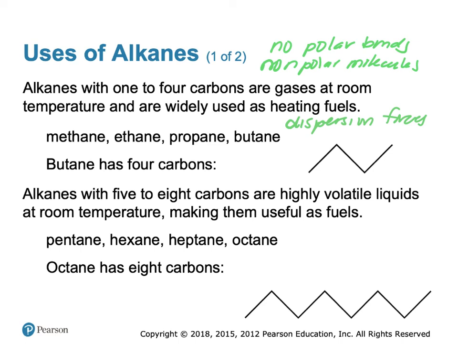So when you only have 1 to 4 carbons, you don't have a lot of molecular mass. The molecules do not really interact with each other, and we have gases, so the molecules are very far apart. As we increase the number of carbons, we can increase the strength of those dispersion forces because we have an increase in molecular mass. And now we have very highly volatile liquids at room temperature. What I mean by volatile is that they actually evaporate quickly. They have very low boiling points.